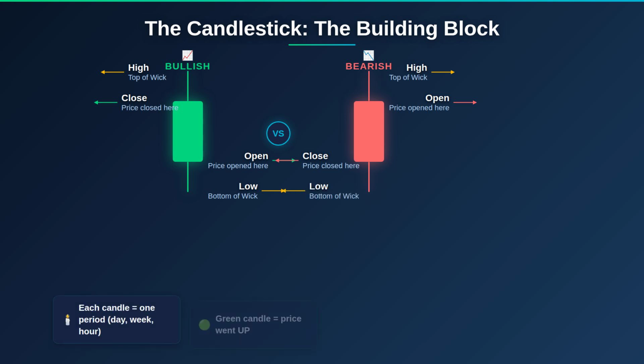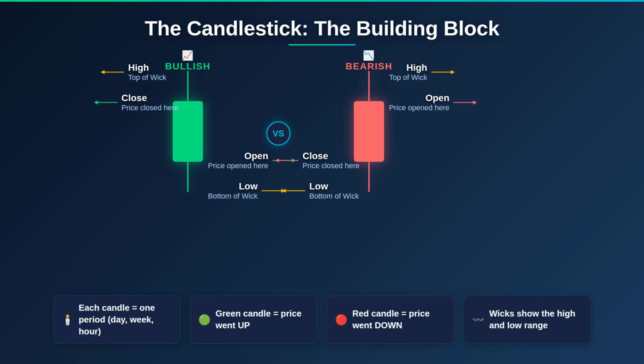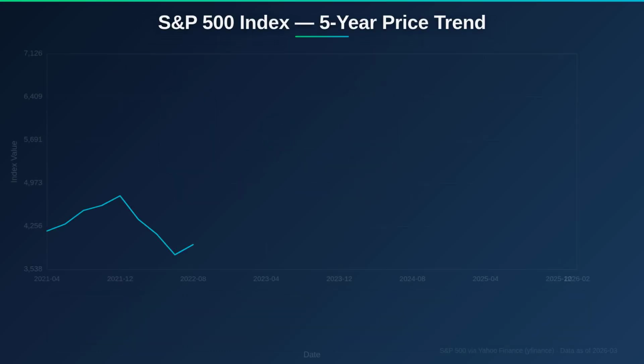A green candle means the price closed higher than it opened. The stock went up. A red candle means it closed lower. The stock went down. Those thin lines poking above and below the candle body, those are called wicks, and they show the highest and lowest price reached during that period. This is exactly the chart type Maya was staring at. And once she learned to read these candles, the chart immediately came alive.